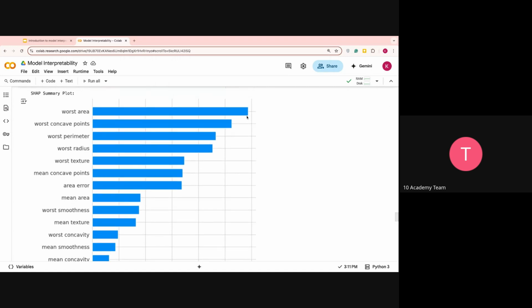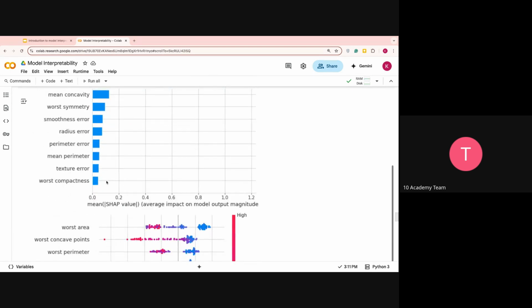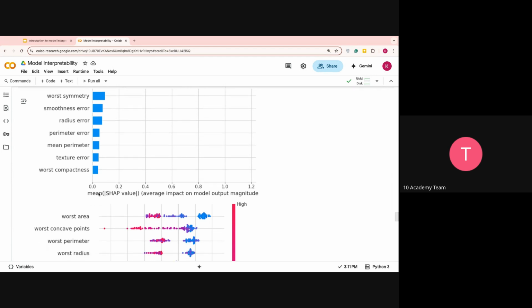So here the worst area shows it was a very big factor. There is worst concave points, worst perimeter, and so on and so on. The smallest one, I think compactness is the lowest, we can take. So we have the mean SHAP value, the average impact on the model output magnitude.